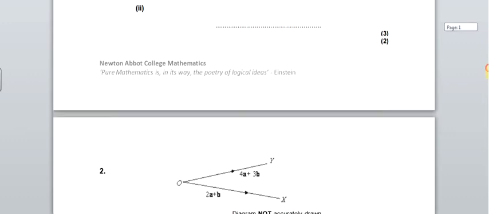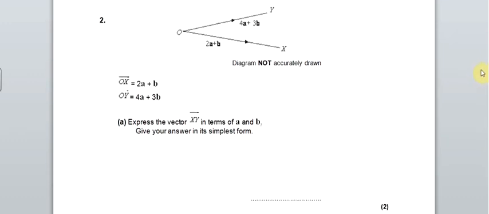Right. Question number 2. Now, first of all, we've got to express the vector XY in terms of A and B. So X to Y, we can't go directly here, we don't know what it is. So to go from X to Y, there's only one way we can go, which is back along here and then up here. So let's do the first bit.